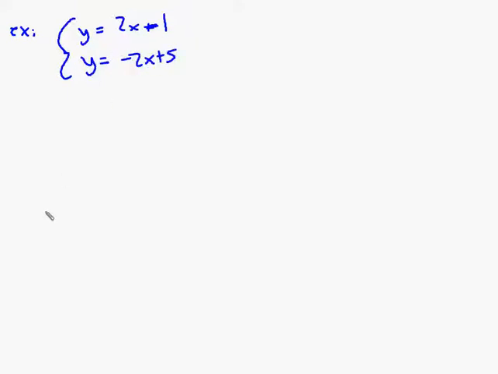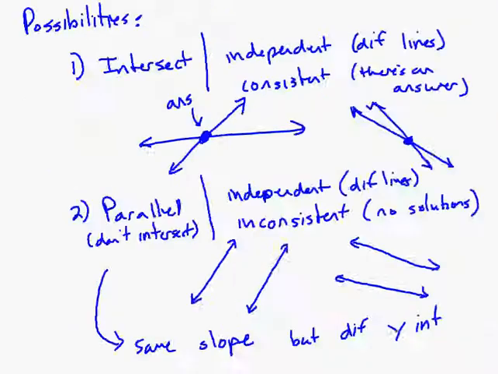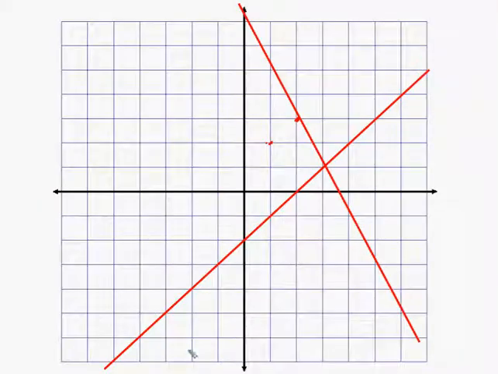So this one is already solved for y. That's a minus 1. So there are different slopes. So right away, I know that I can say that this is a consistent and independent system. So I have a solution. So we graph this line, negative 1, and with a slope of 2.